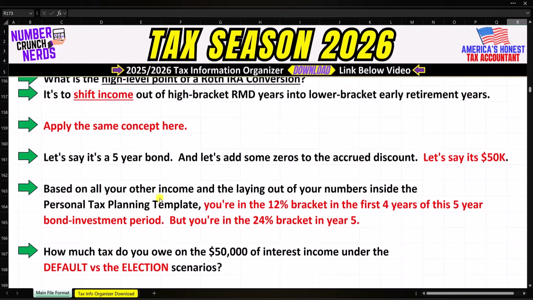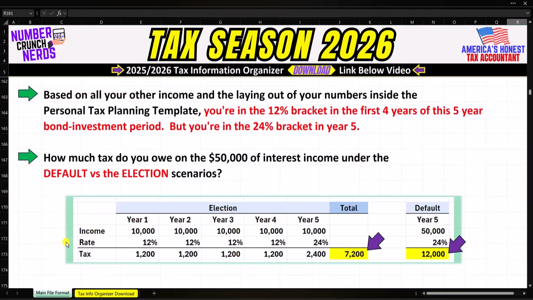Now, based on all your other income and laying out all of your numbers inside of the personal tax planning template, you've determined that you're in the 12% bracket for the first 4 years of this 5-year bond investment period, but you're in the 24% bracket in year 5. Okay, so with that in mind, how much tax do you owe in total over the life of this investment on the $50,000 of interest income under the default scenario versus under the election scenario? Well, let's take a look at that answer right here.